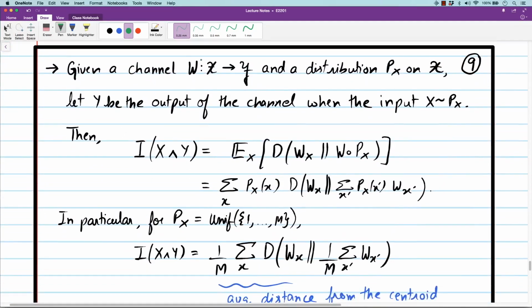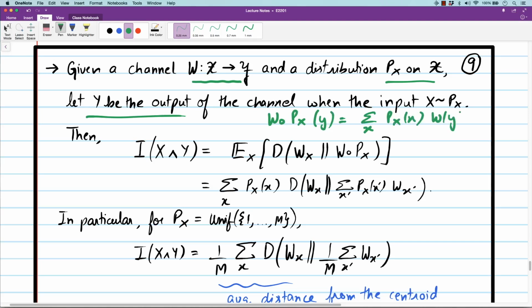So given a channel W and a distribution Px on X, you have a distribution Px on X and then you pass it through W to get Y. So Y is the output of the channel. We use the notation W of Px for the output distribution. So W of Px of y is the summation over x of Px times W of y given x. This is the probability with which y occurs at the output of the channel.